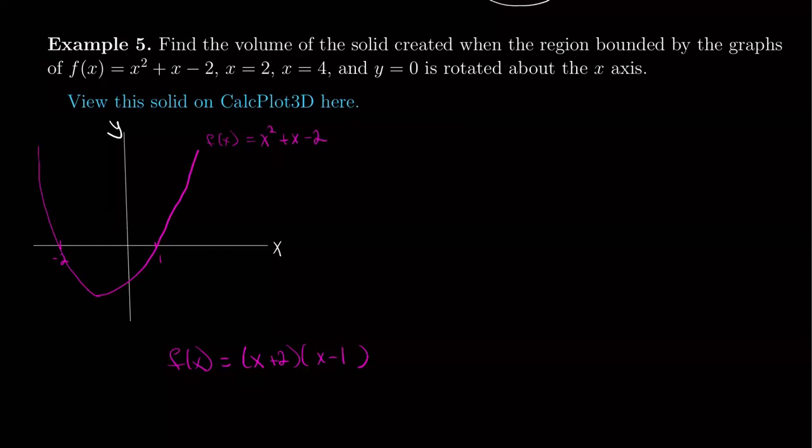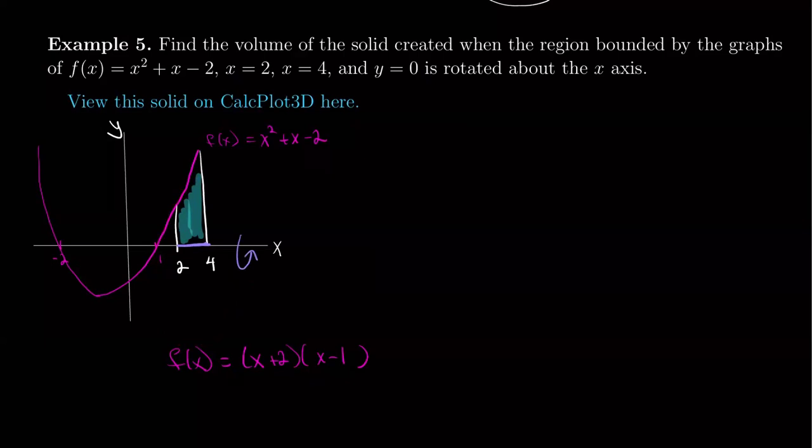I have a few other ones. I also have x equals 2 and x equals 4. Here, x equals a number is a vertical line. So here's your x equals 2, x equals 4. I also have y equals 0, and y equals 0 is just the x-axis. So then you should be able to see here is my shaded region. And this is the thing that I'm going to pick up and revolve around the x-axis. I like to draw that little arrow to help me visualize it.